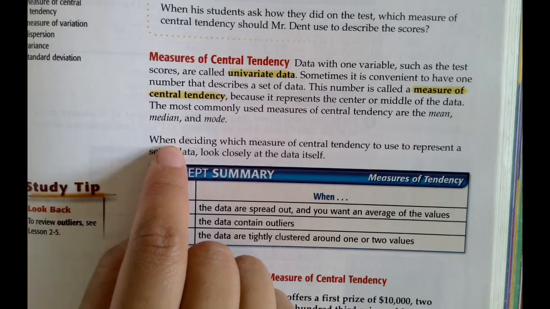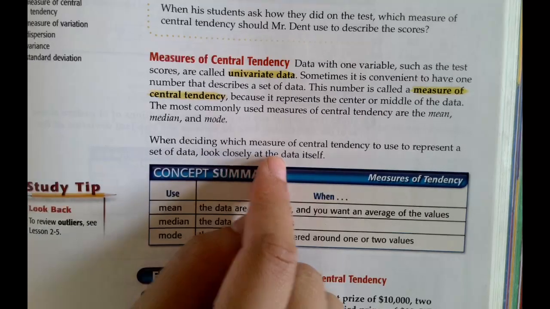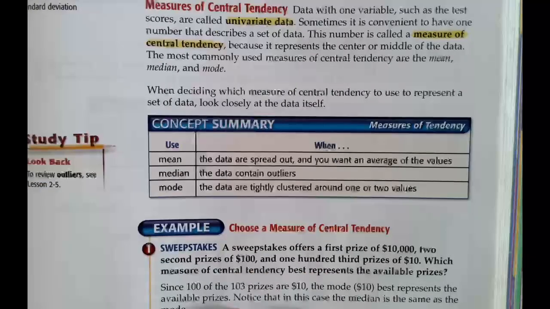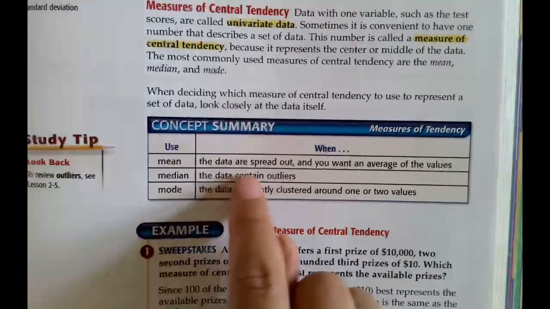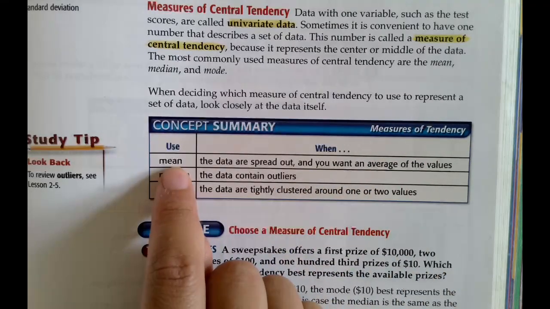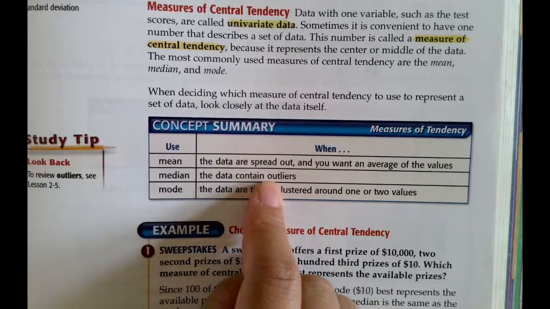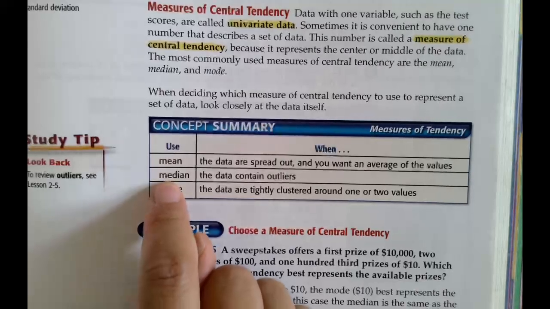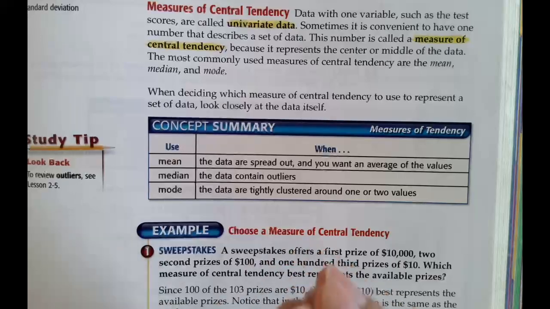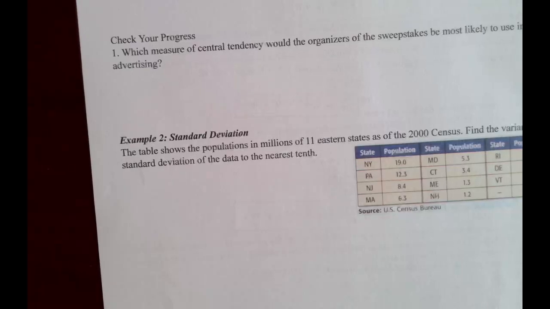Sometimes, depending on what we want to use with the data, we decide which measure of central tendency to use to represent it. So for example, when the data is all spread out, we want an average of the values, and so we would use the mean. When we have data that contains some outliers, we want the median. And when the data is tightly clustered around one or two values, then we would want the mode.